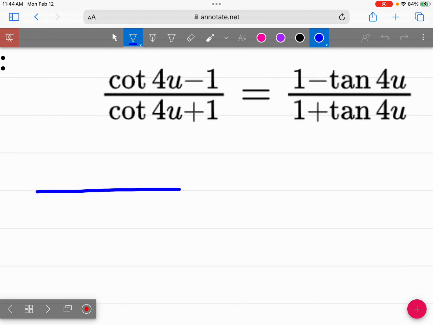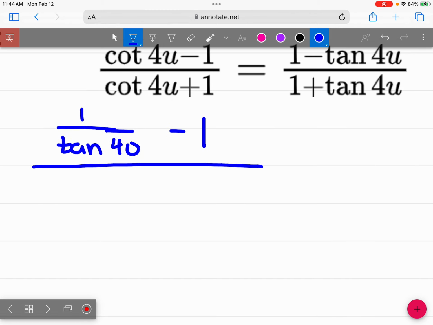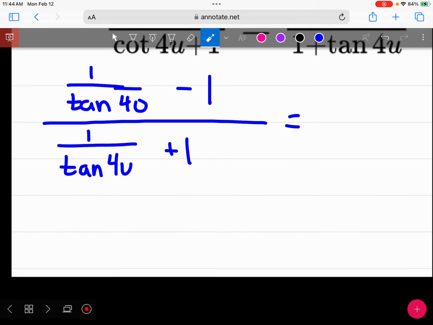So cotangent is the same thing as the reciprocal of tangent. So I can rewrite cotangent of 4u as 1 over the tangent of 4u, since they're reciprocals of each other, minus 1. Same thing in my denominator, 1 over the tangent of 4u plus 1. Since we're trying to get these over to be tangents.